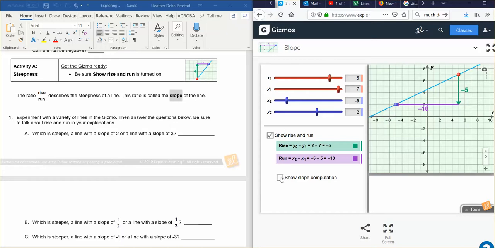I'm going to turn on slope computation so I can see the slope. This one's slope is 0.5, so I need to get a steeper line, I think. Let's change these and see if I can get a slope of 2. There's a slope of 2. Now look at that line and think about it. And now we're going to make a slope of 3. Oh, that's too much. 3. So which one was steeper?